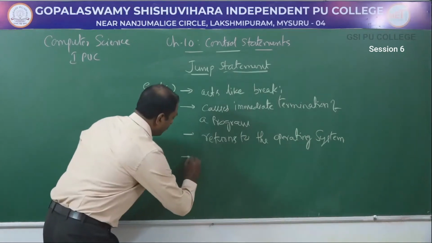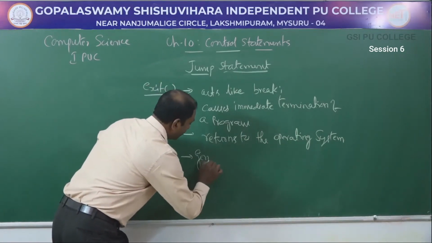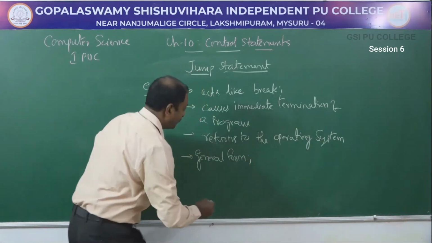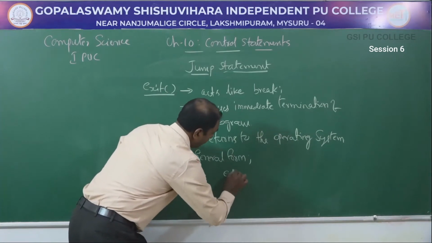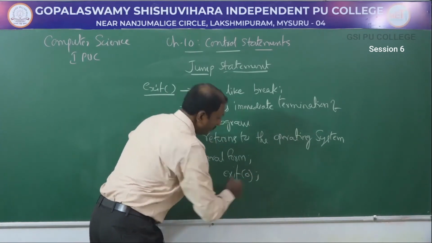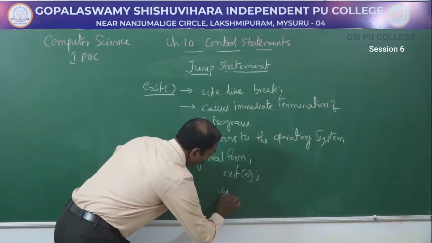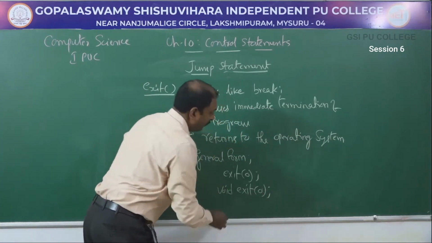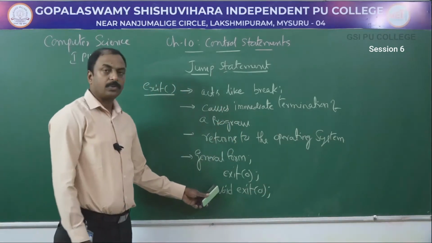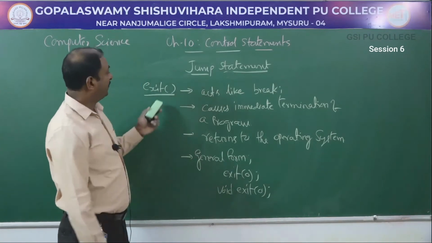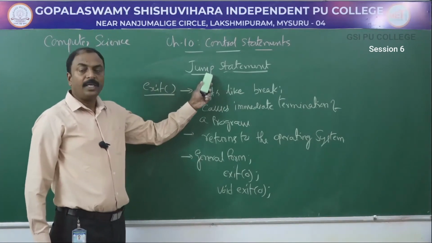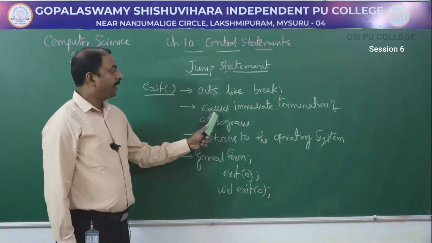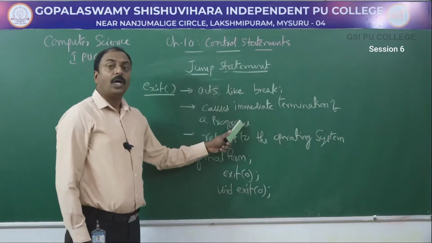And here the general form, or the syntax, is we can write exit 0, or you can also write void exit semicolon. See, these are all methods we can make use of exit statement. So exit statement is another jump statement. It works like a break statement. But here the exit statement causes immediate termination of the program.